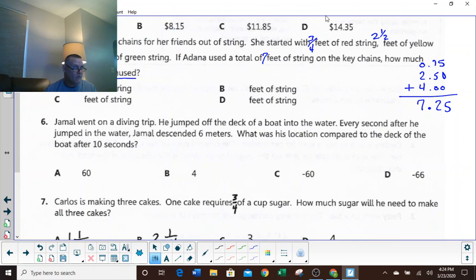Okay. That's what she had. Look, we added all those together, and that's what she had. Then it says if she used 7 feet, so all we got to do is do 7.25, which is what she started with. Subtract the 7, and all you got left is 0.25.